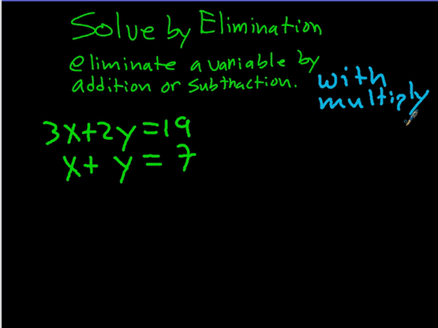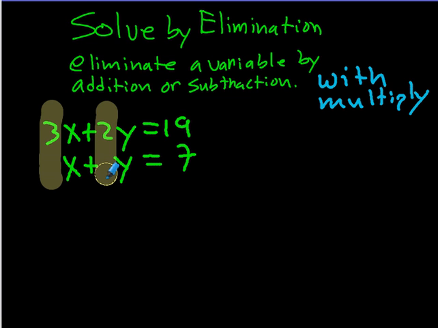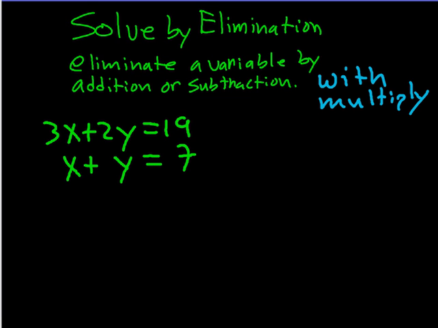When I did it without having to multiply, it was because my variables matched up. Now they don't. I have a 3 and a 1 and a 2 and a 1, so neither the x coefficient nor the y coefficient have matching numbers. So what I can do is multiply one equation, both sides, by any number I want. I could use 0, but 0 wouldn't make much sense, and it wouldn't help. I can pick any other number I want.